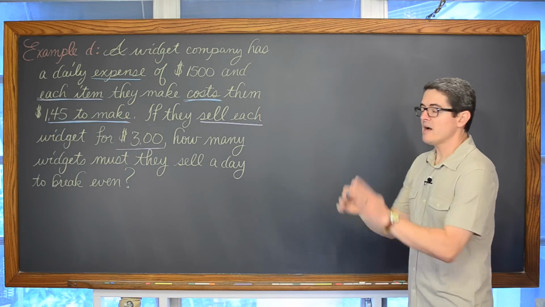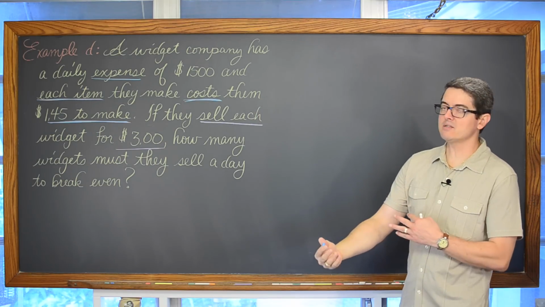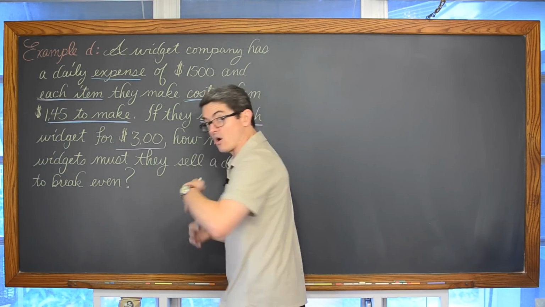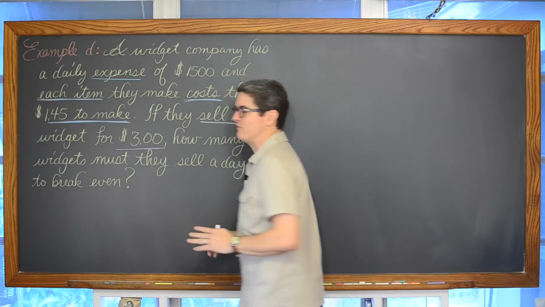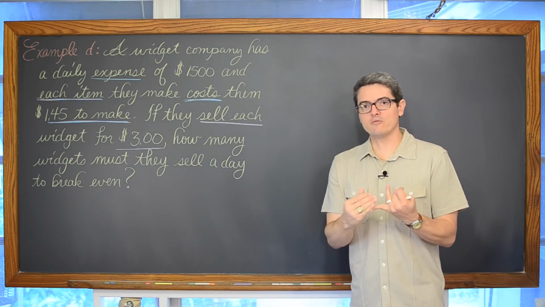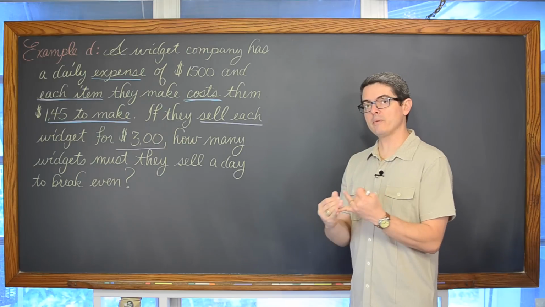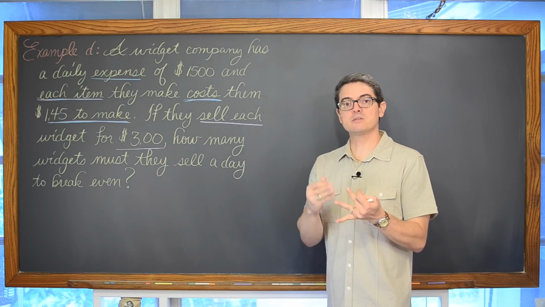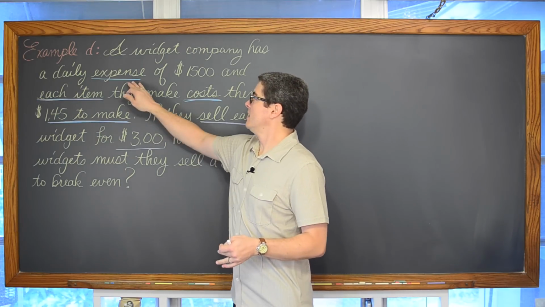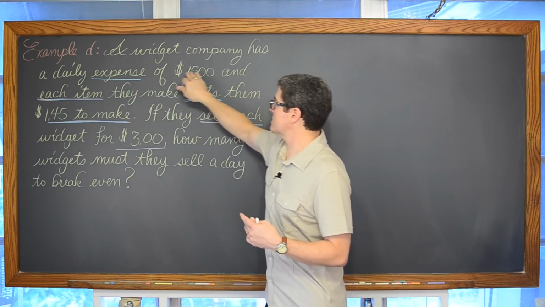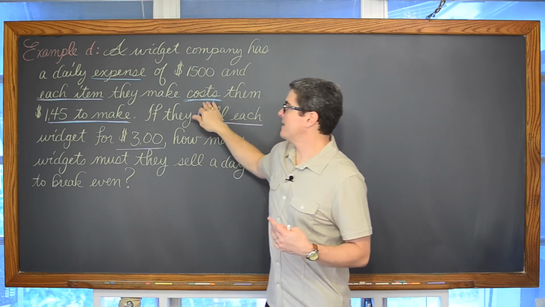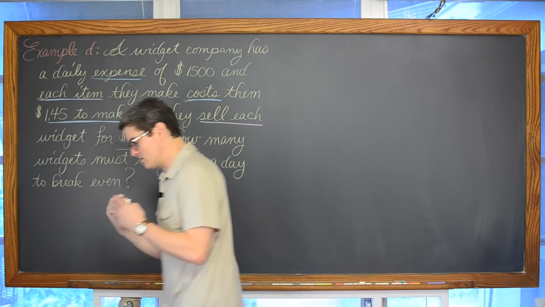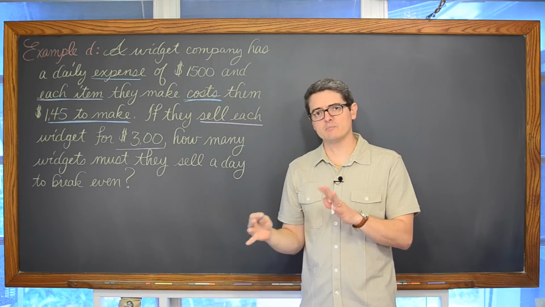So talking about the expense, relating the expense of running the company to making items, each of which has a cost to make of $1.45. So we're comparing the number of widgets to the expense, because we have a cost dealing with something per day and that cost to make each one of those widgets.